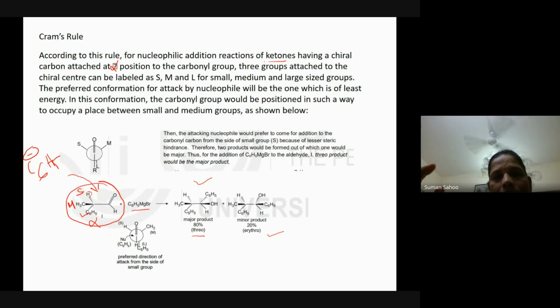Cram has given some model, so he has placed the molecule in such a way, actually in a Newman projection, such that the large group is present opposite to the carbonyl carbon. Okay, the large group is present opposite to your carbonyl carbon, and the R group is there. Or here we have H, so you can just put H, and the large group is present just opposite to this one, and then these are H and CH3. So now the nucleophile can attack from this side or from this side, so it will prefer to attack near your hydrogen, the smaller side where you have your smaller groups.